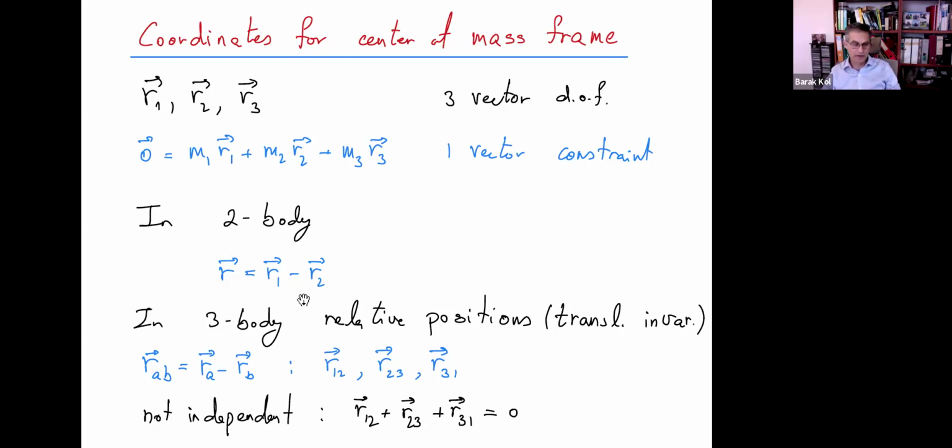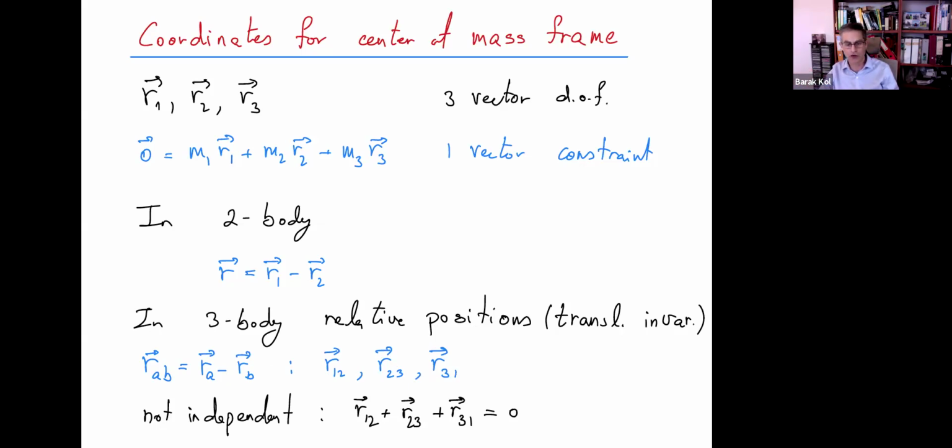How can we do it in the three-body problem? Well, here we have three ways of defining relative positions: R12, namely R1 minus R2, R23, and R31. However, these are nine quantities, and they are dependent. They satisfy a relation, telling us that the sides of the triangle sum up to 0. So this doesn't solve it.